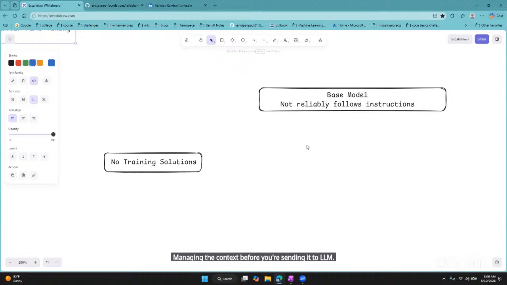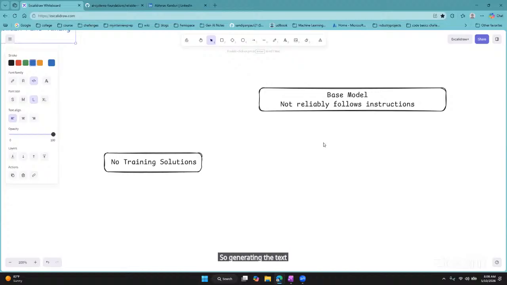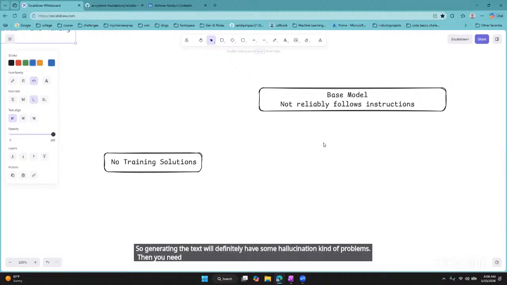So till now what we have discussed: the base model will not reliably follow the instructions, but it will try to generate text. Generating the text will definitely have some hallucination kind of problems. Then you need to make the model understand what exactly the response you're looking for. So in this, what we have covered.